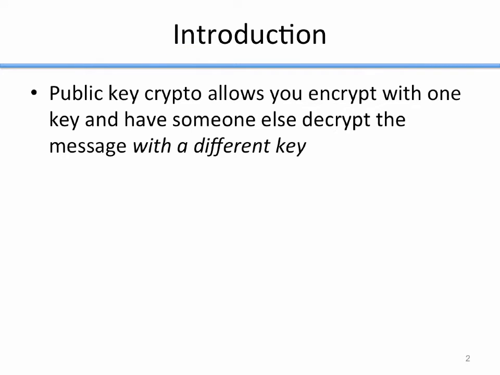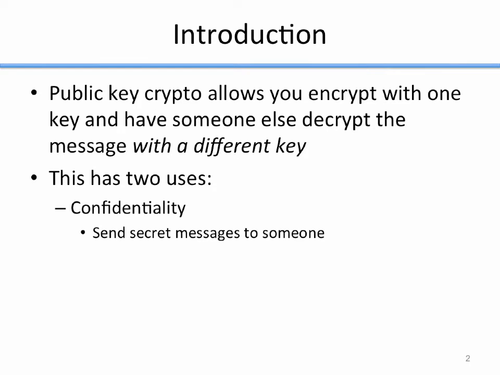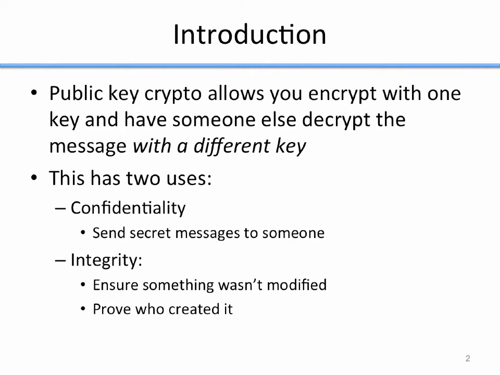So, public key crypto allows you to encrypt with one key and have someone else decrypt the message with a different key. This is an important thing about public key crypto. There's two keys, and when you encrypt with one, you decrypt with the other. And this has two main uses. First is confidentiality. I can use this to send secret messages to someone. And the other is integrity. I can use this to ensure that something wasn't modified or to prove who created it. And those two are really very similar claims.